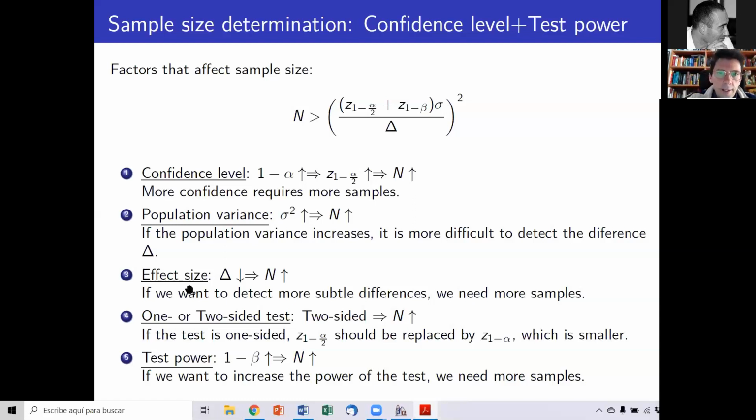And then there is this technical question of whether you are doing one or two-sided tests. And if you are using two-sided tests, then you need more samples, because you are adding less a priori information into the system.